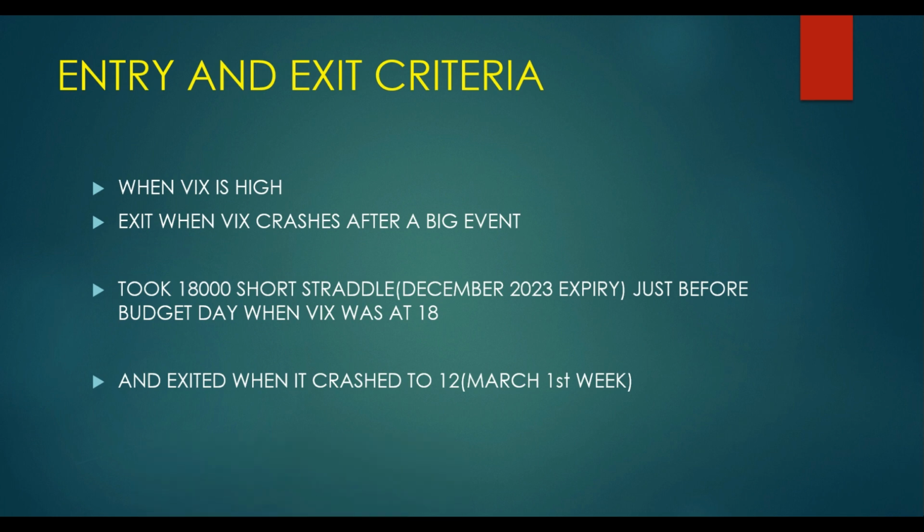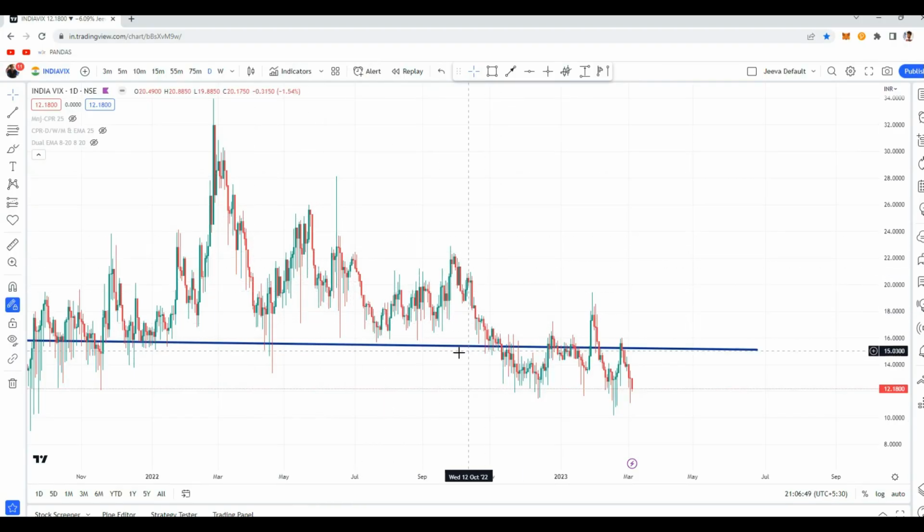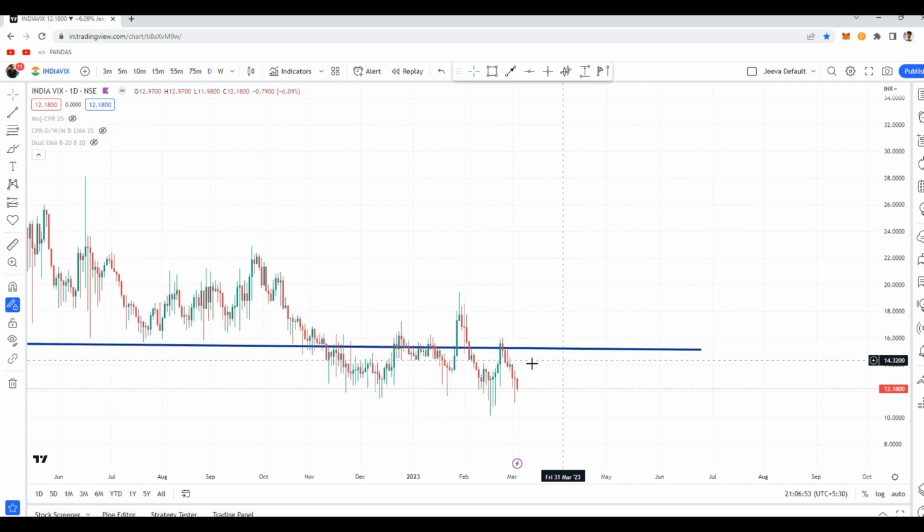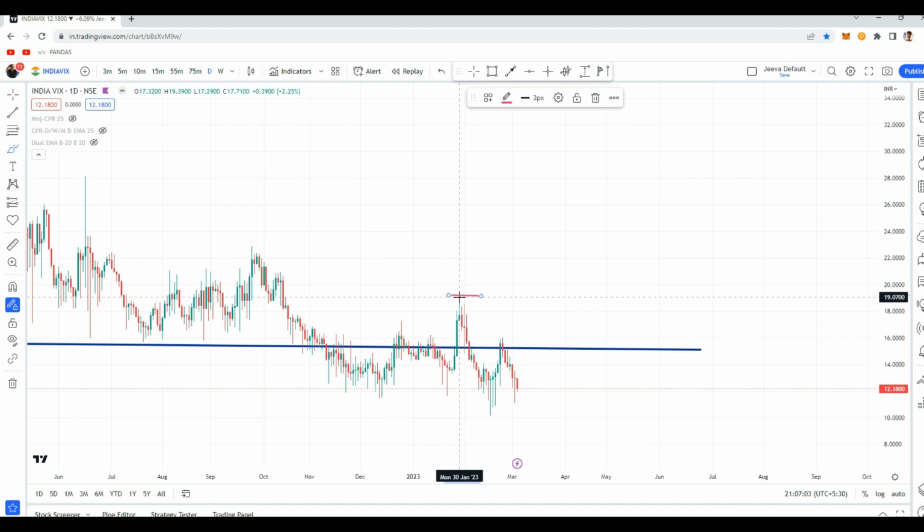I'll just open the VIX chart so that we get a better view on how the trade went. So this is the VIX chart. As you can see, on Feb 1 the VIX was around 18 to 19 and it went all the way up to 19.5. Soon after the budget the VIX crashed all the way down to 12, and then it went up to 15, and I exited exactly at the bottom.